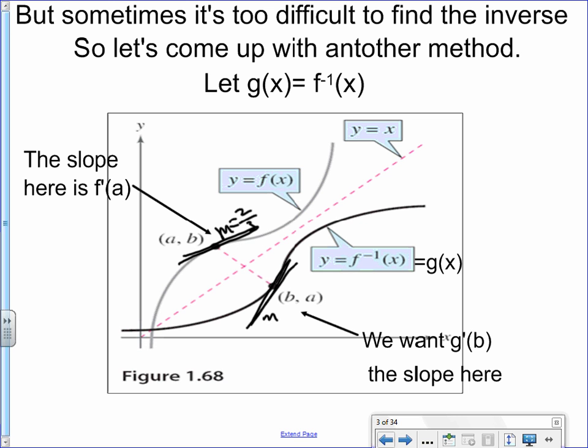3/2. So they're not negative reciprocals like perpendicular lines. They're going to have the same slope, the same sign. But their slopes are going to be reciprocals. So if I want to find the slope over here on the inverse at B, I can just figure out what the slope is on the function at A, and then flip it.